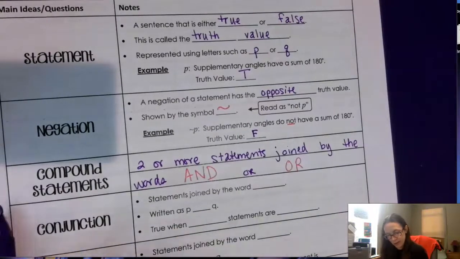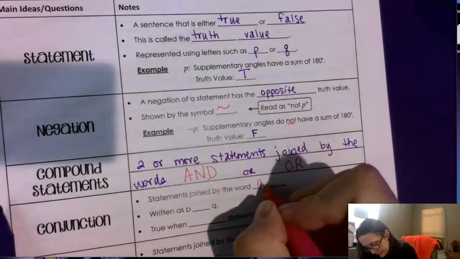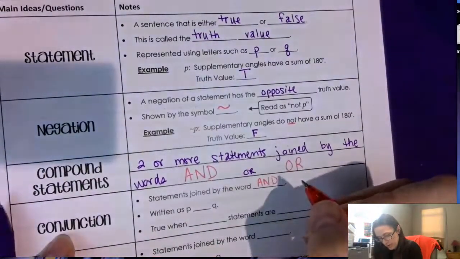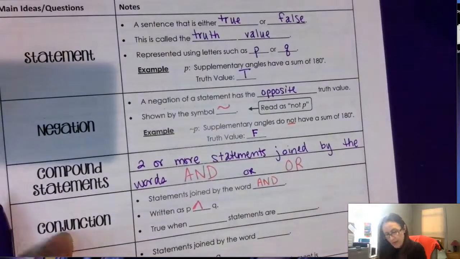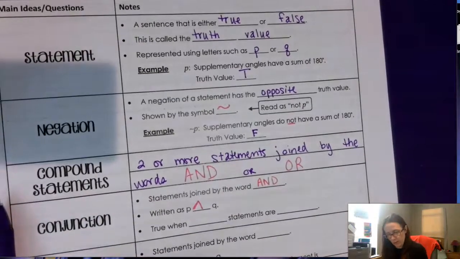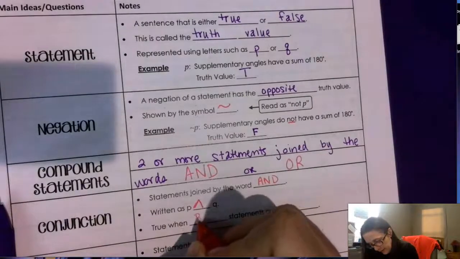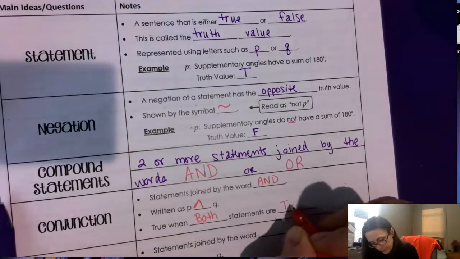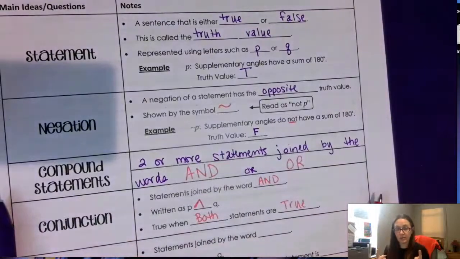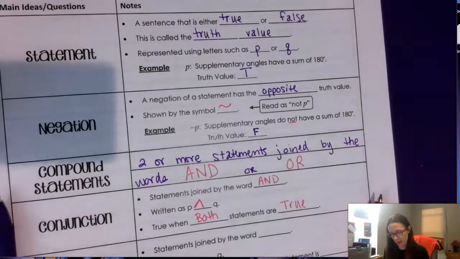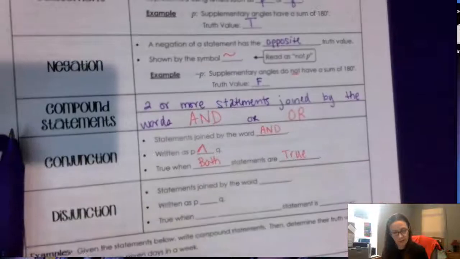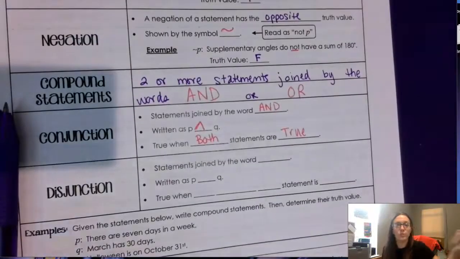Now the conjunction, statements that are joined by the word and, is a conjunction. It is written as P and Q. The only way that the conjunction will be true is when both of the statements are true. So a conjunction is two separate statements when they're joined by the and symbol or the word and. The only way for the entire conjunction itself to be true is if both the P and the Q are true.